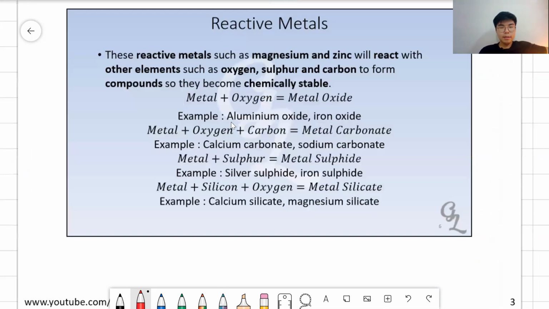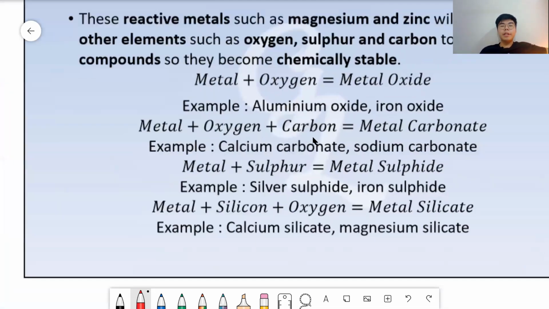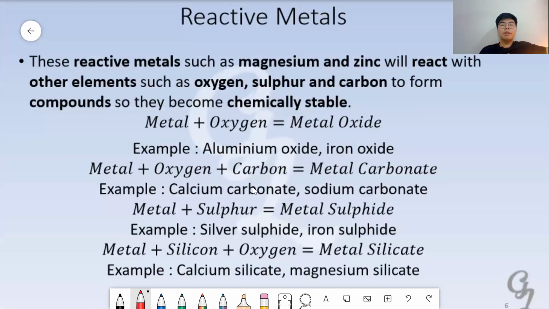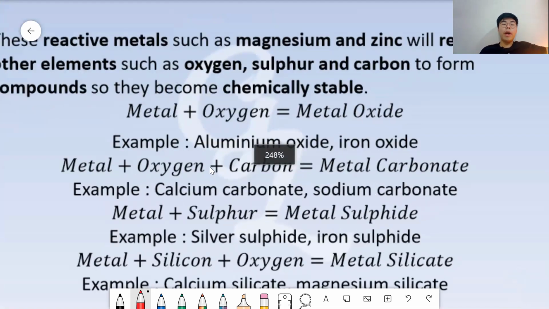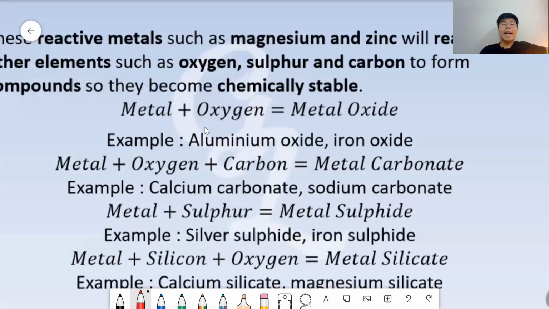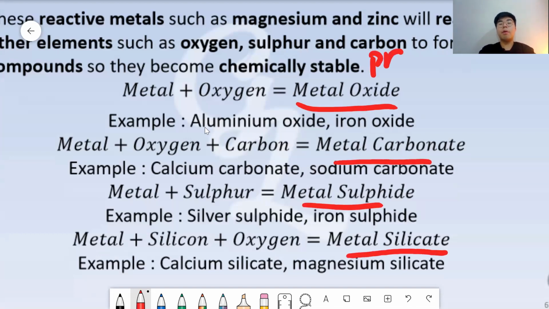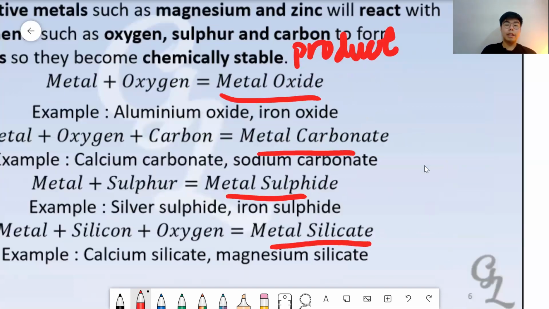So let's see. The first thing you will learn is that when a metal is mixed with oxygen, it will form a metal oxide. So this is a way for you to easily identify the product of a reaction. On the right here, you'll be able to see what we call the product. That means what is going to be produced when the reaction happens.